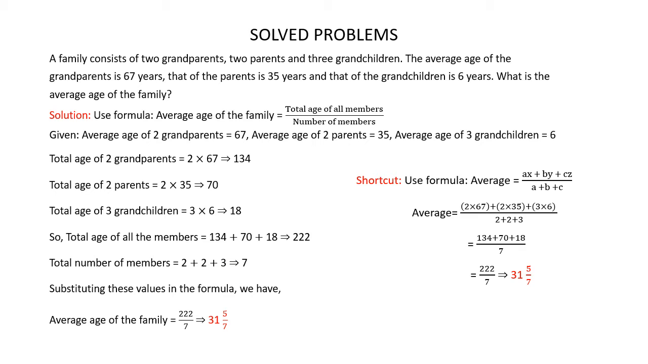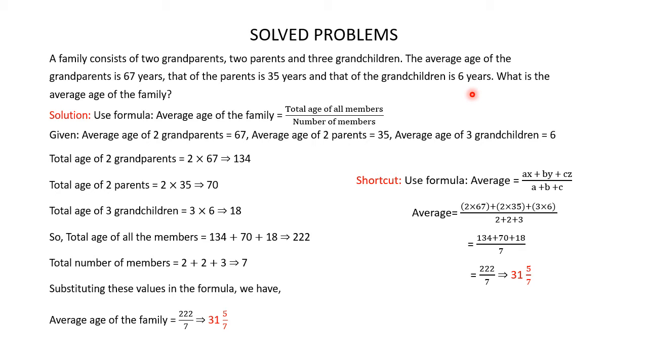So now we know the total age of all the members is 222. Total number of members is 7. So now we can find the average age of the family. The average age of the family is total age of all members divided by number of members. This is nothing but 222 divided by 7, which gives us 31 5 by 7. So the average age of the family is 31 5 by 7.